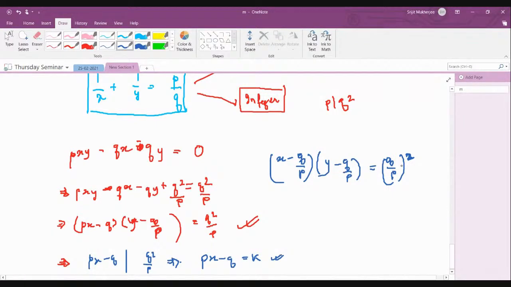Yeah, exactly. This is correct. We do 1 by q, and yeah, perfect. So this is what we get.